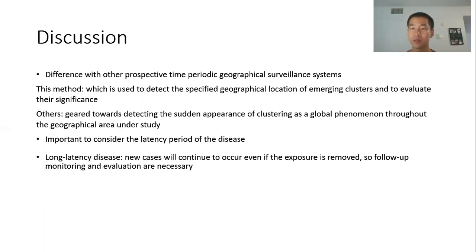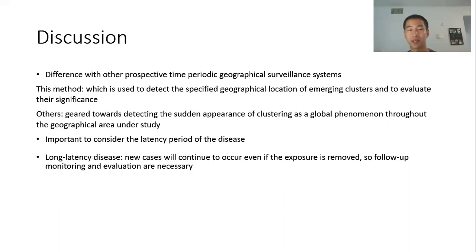He also briefly mentions the difference from other prospective geographical surveillance systems, in that he emphasized his method can detect specified geographic locations. And other methods are more designed toward detecting a certain appearance of clusters as a global phenomenon throughout the geographic area. So in other words, he thinks other methods are less able to determine the exact location of the cluster.